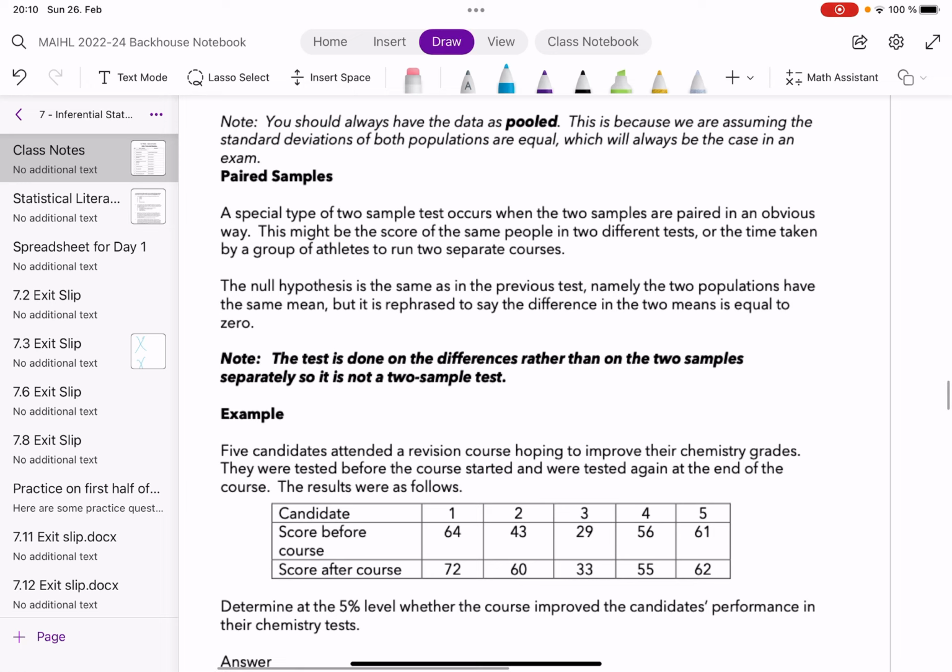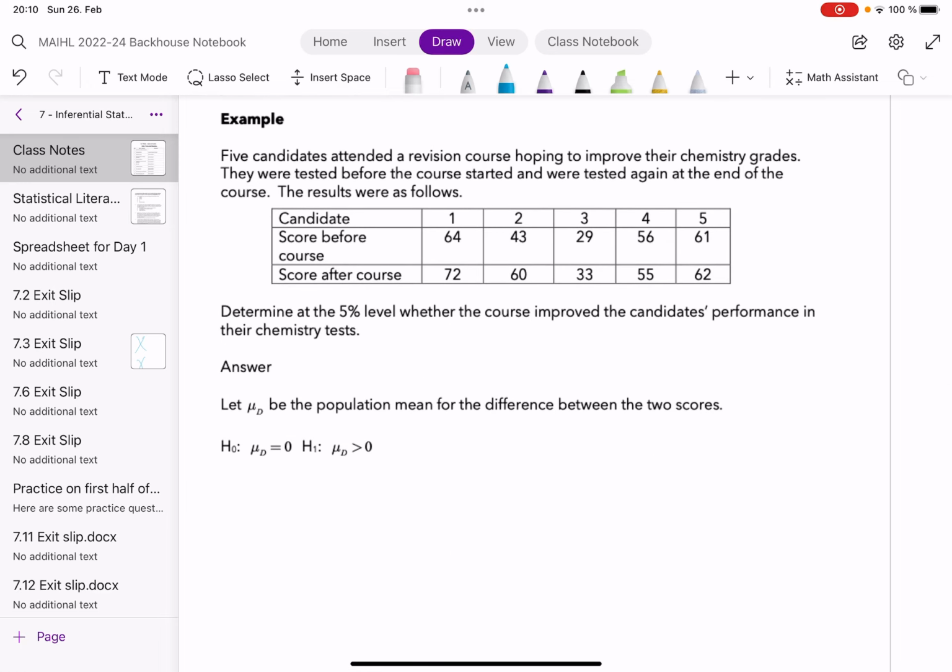So let's take a look at this. 5 candidates attended a revision course hoping to improve their chemistry grades. They were tested before the course started and were tested again at the end of the course. The results were as follows, and you can see that the scores are lined up. So student number 3, we can see, had 29 before the course and 33 after the course. So we can pair these two sets of data up.